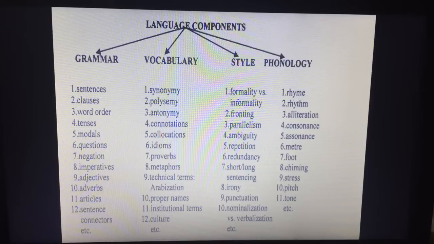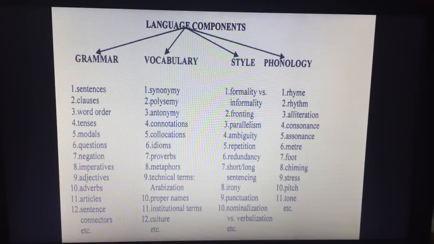In vocabulary, in words, you choose synonymy, which is equivalent to another word, like the words desk and table, and then polysemy, more than one meaning, many meanings for the same word, antonymy, which is the opposite of a word, connotations, which is the implied meaning, collocations, which is words that come together, idioms, proverbs, metaphors, technical terms like Arabization, as in computer, computerat, it becomes because you've actually applied the Arabic grammar to it, mufawtar, fatura, and then you've got proper nouns, also how you translate Tony to Tony, and Marx to Marcos, and so on, Jonah, Eunice.